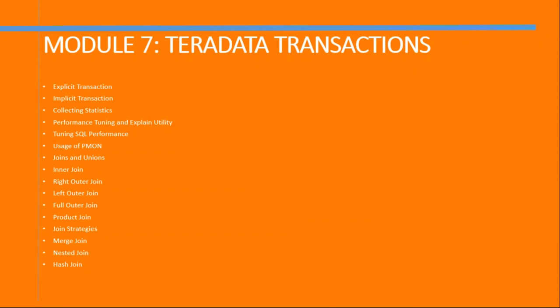Joins and unions. Most of the time there is a join strategy in Teradata. There are some recommendations on how we should join the tables in a transaction and SQL. Joins and unions tells what is the join strategy followed by the SQL. Just by looking at the explain utility, we can make recommendations on the joins and unions. Inner join, right outer join, left outer join, full outer join, product join. Those are all part of join strategies.